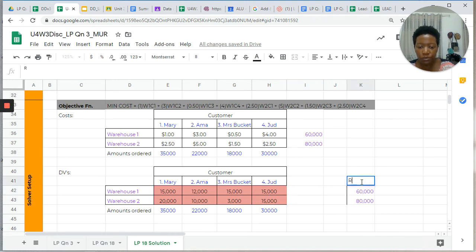So right-hand side, which is what is available. Left-hand side is what will be used or delivered. And in the middle, I'll have my sign.